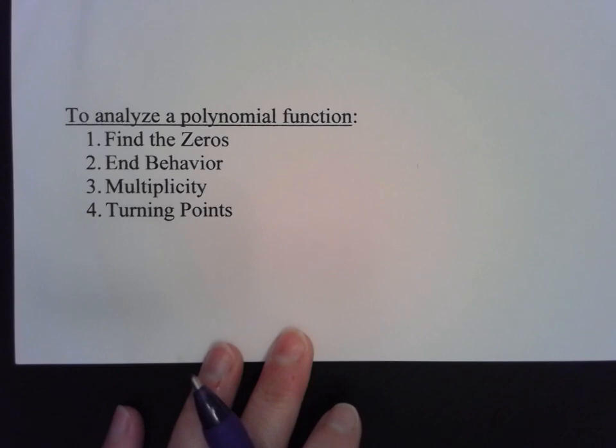We're going to talk about what's called the multiplicity. This affects how the graph, remember it's a squiggle, interacts with the x-axis. Does it touch or does it cross over? And then the last thing is we're going to talk about how to find the turning points. We're going to use our calculator to do that.